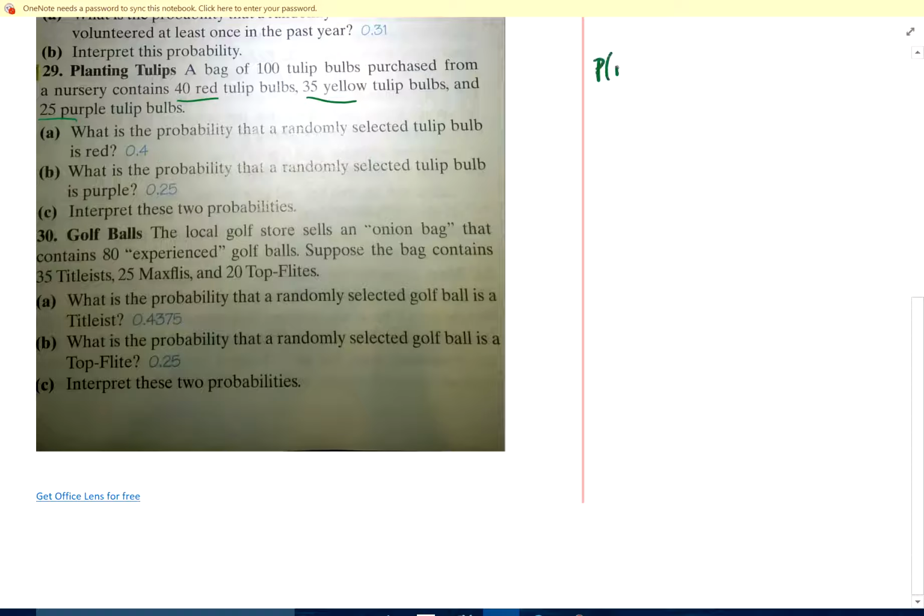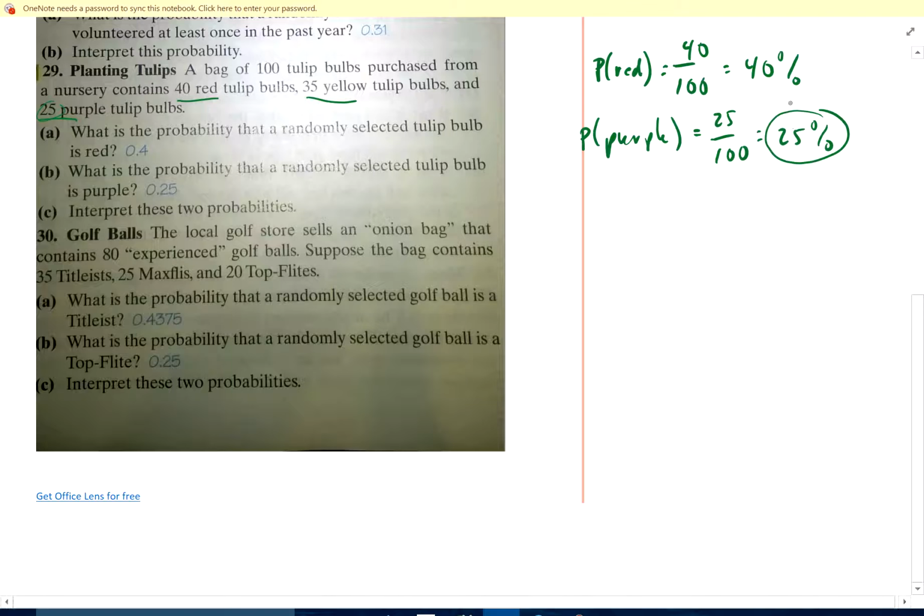So probability of red. Well, how many are red? We got 40 out of 100, which is 40%. Probability that it's purple. Well, we got 25 purple out of 100, or 25%, which is of course 0.25. Interpret these two probabilities. Well, that just means I have a 25% chance of randomly grabbing a purple and 40% chance of randomly grabbing a red one.